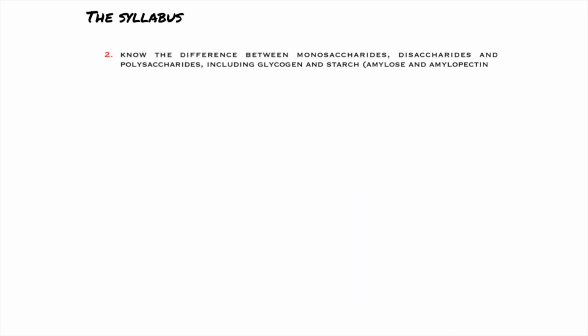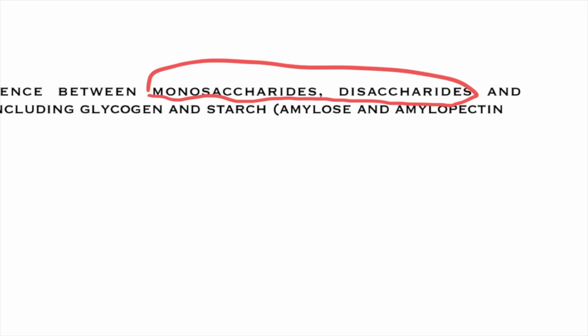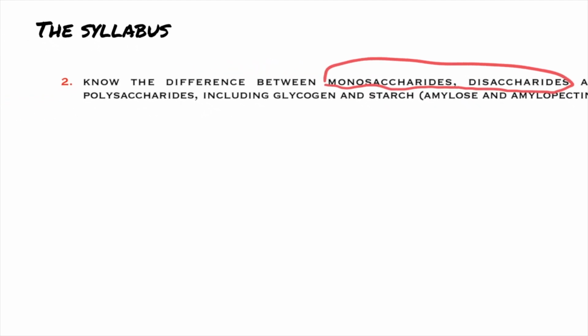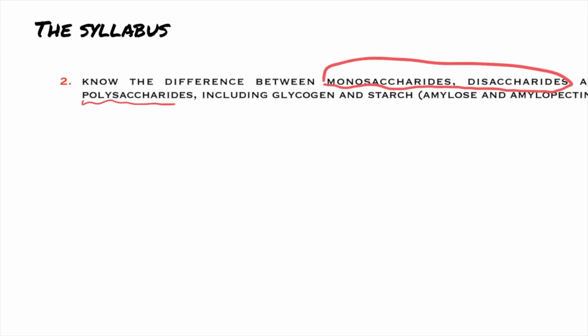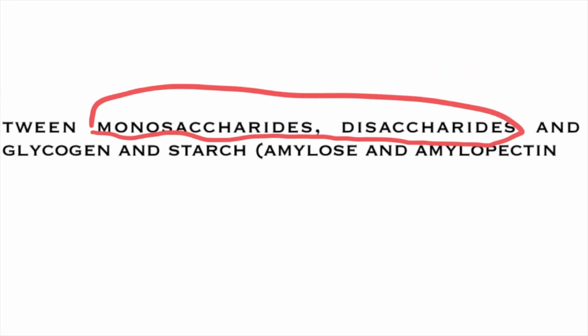We will change the topic. Now we'll talk about carbohydrates or sugars. So we'll start by talking about simple sugars. These are known as monosaccharides and disaccharides. Later on, we'll talk about polysaccharides. These are like complex sugars. So let's start by talking about mono and disaccharides.